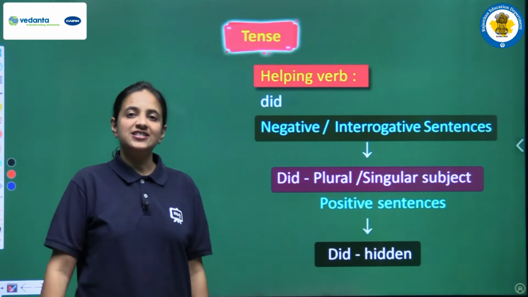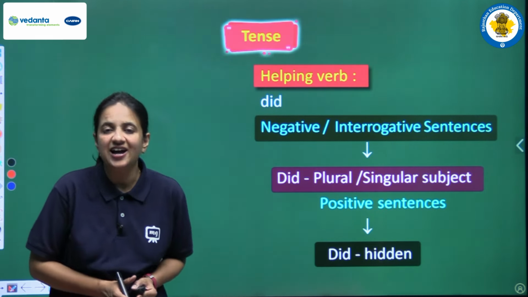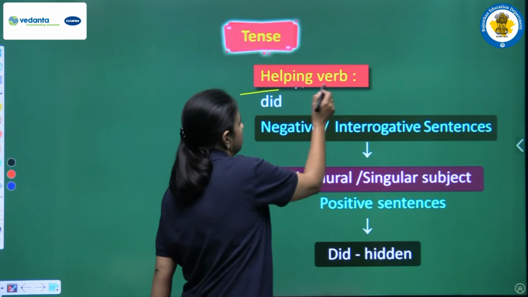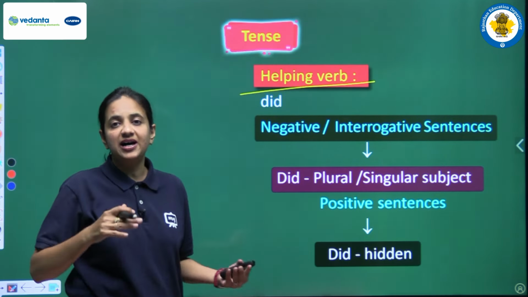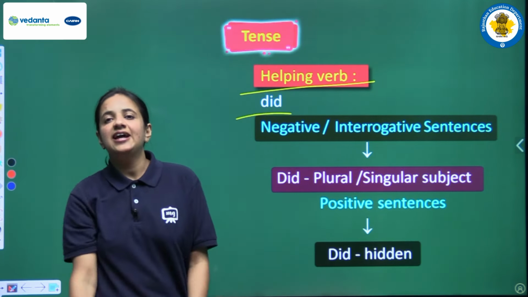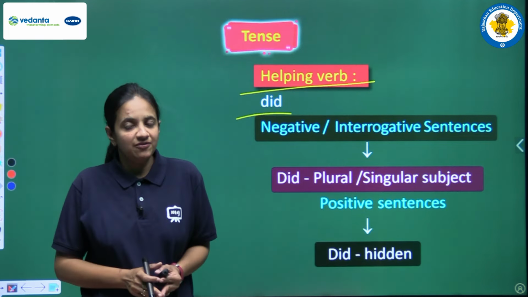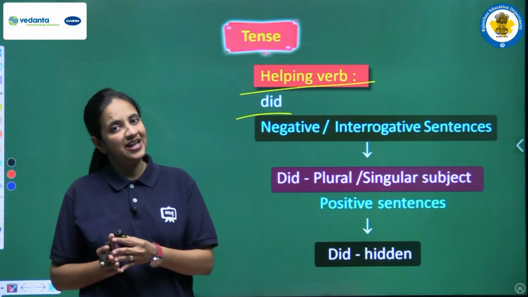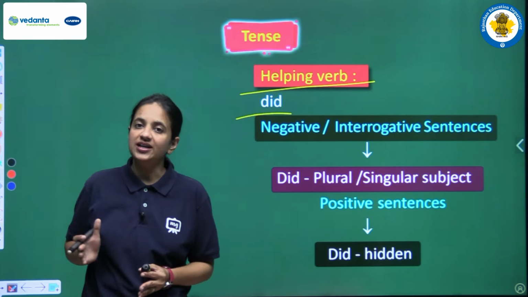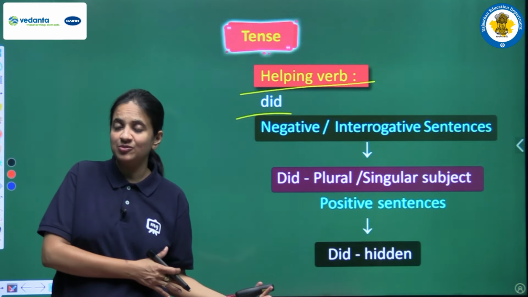So first of all students, let's get some of the knowledge, some of the information, some of the rules that are related with the helping verb and main verb of this tense. So first of all, let's talk about the helping verb of past simple tense. We are having only one helping verb here, that is did. So what it means, if we are having only one helping verb, then for all the subjects we have to use that helping verb only, right?